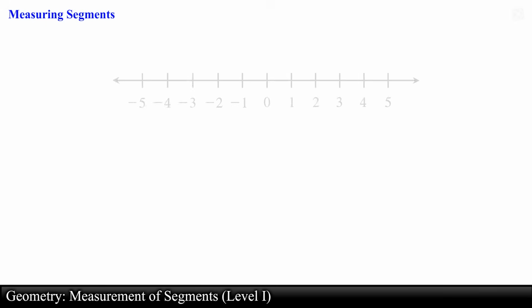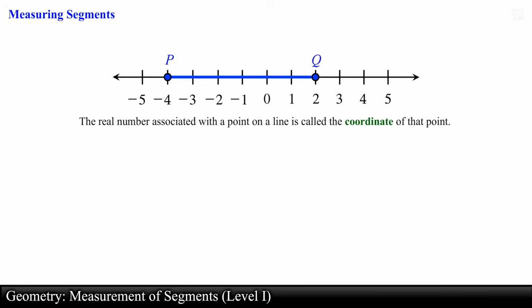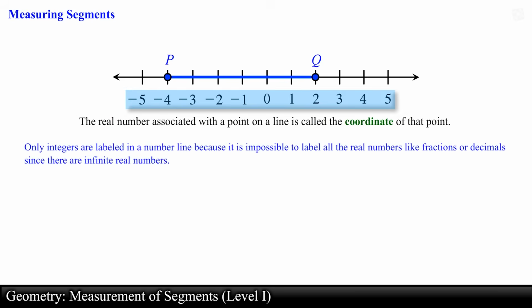We can also use a number line to find the measurement of a segment. The real number associated with a point on a line is called the coordinate of the point. For example, the following line segment is formed by point P and point Q, with point P located at the coordinate -4 and point Q located at the coordinate +2. Usually, only integers are labeled in a number line because it is impossible to label all the real numbers, like fractions or decimals, since there are infinite real numbers.